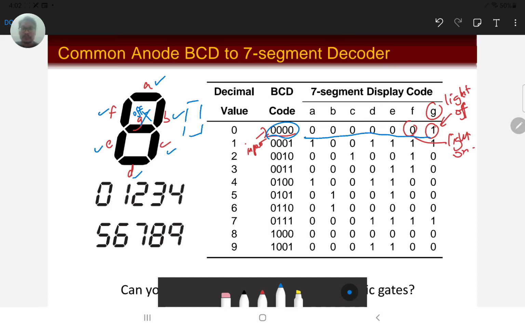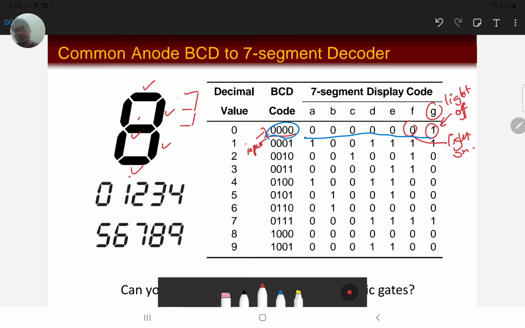Again, for example, if you want to display a 4, let's do a 3 instead. A 3 will light 1, 2, 3, 4, and 5. So it is something like this. That is a 3.